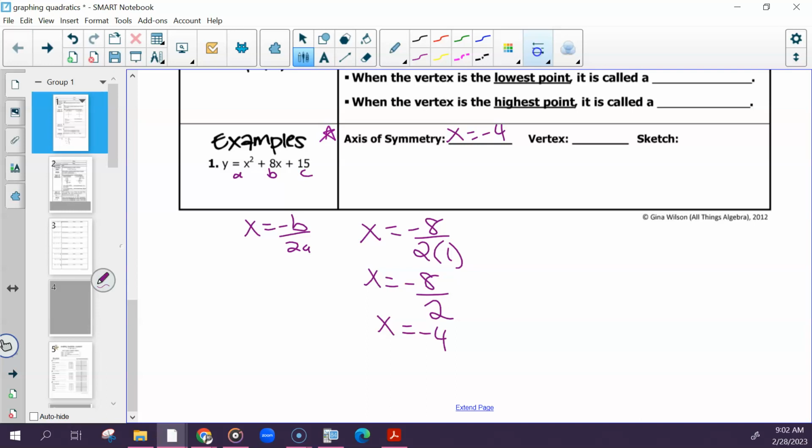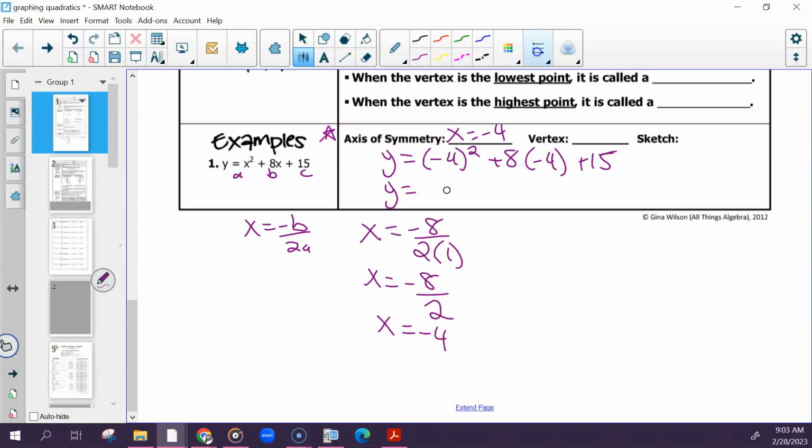To find the vertex, we need x and y. To find that y value algebraically, we would put this back into our equation and figure out what that is. So every time we see an x, we're going to put in negative 4. You can either do each piece and then combine them all at the end, or put it on your calculator. I'm going to do it by hand, but you could put all of this in your calculator to figure out what that is.